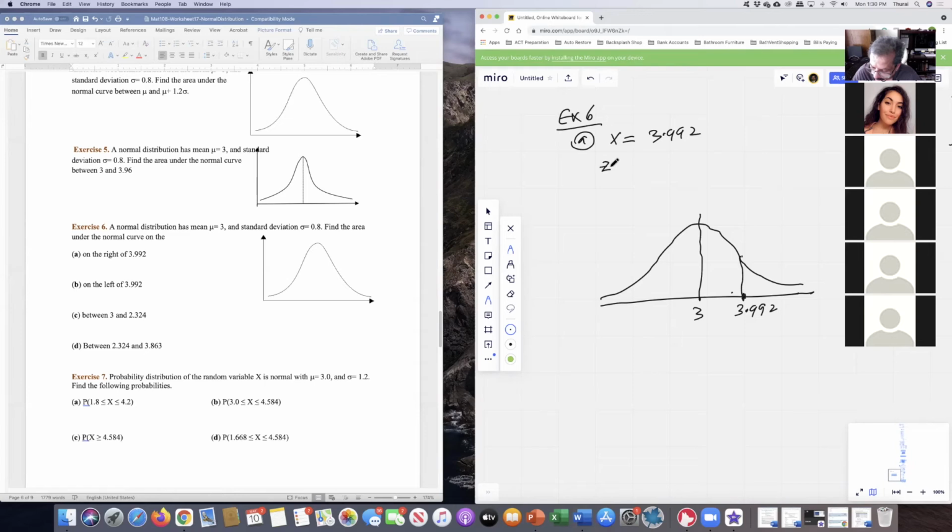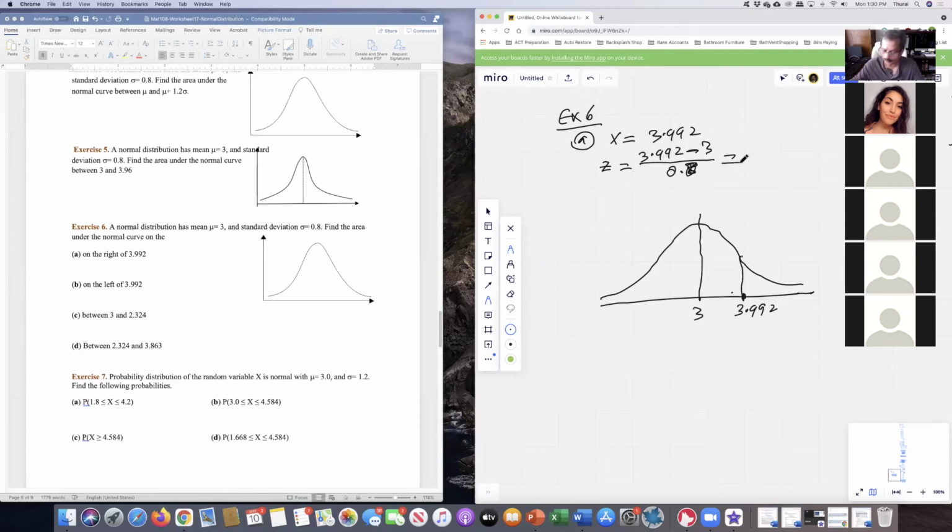So you figure out the z-score: 3.992 minus the mean, which is 3, and then you divide by sigma, which is 0.8. This will tell you how many sigmas away that number is. Okay, so I'm doing that in the calculator. So I get 0.992 divided by 0.8.